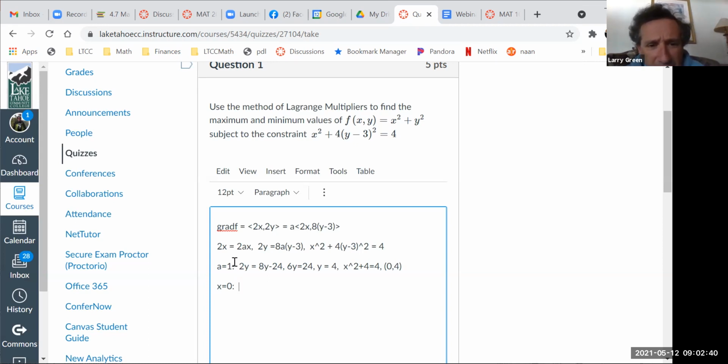Okay, then if x equals 0 and a is anything, that's important to note, then it doesn't matter what a is because we use the second one. If x equals 0, then what is y? Well, 0 squared is 0. We could divide by 4 and you get (y minus 3) squared equals 1. So what's y? y could be 4. We already got that one. What else could y be?